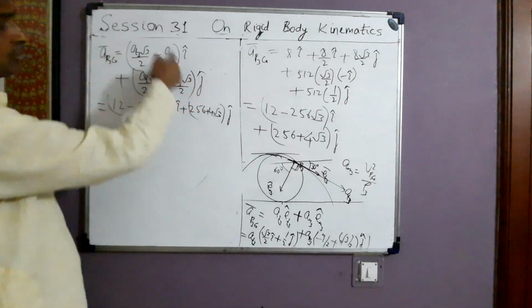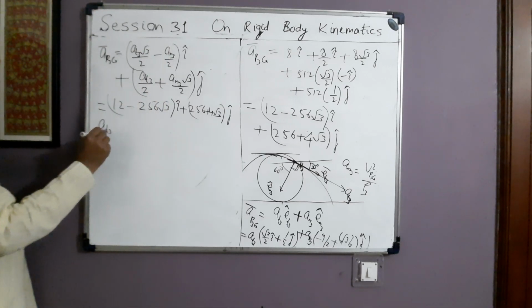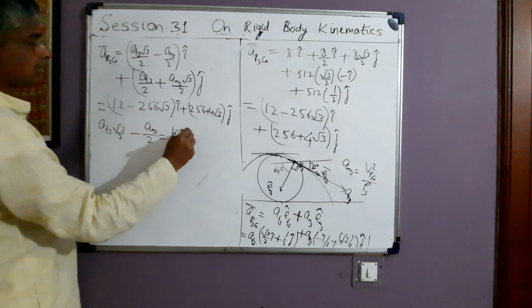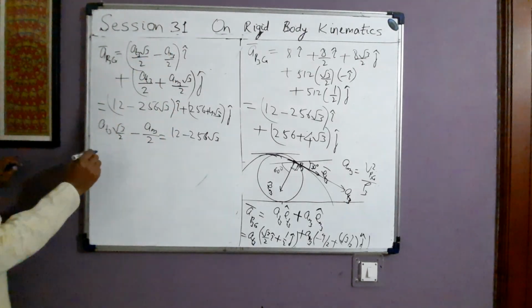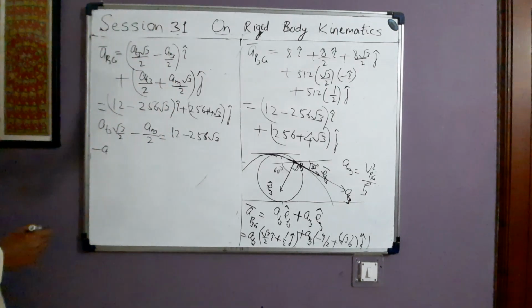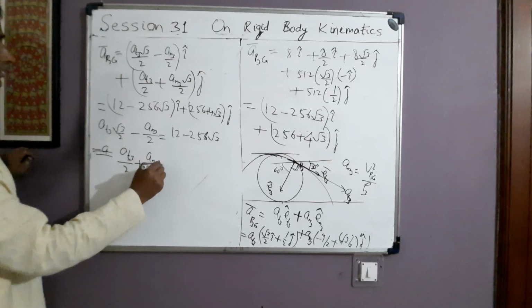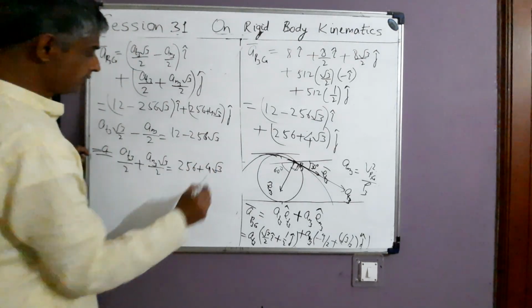Now equate the corresponding I and J coefficients on both sides of this equation. So if you equate the I component on both sides, what do we get? a_P3 root 3 by 2 minus a_P3 by 2 equals 12 minus 256 root 3, and if you equate the J component, a_P3 by 2 plus a_P3 root 3 by 2 becomes 256 plus 4 root 3.